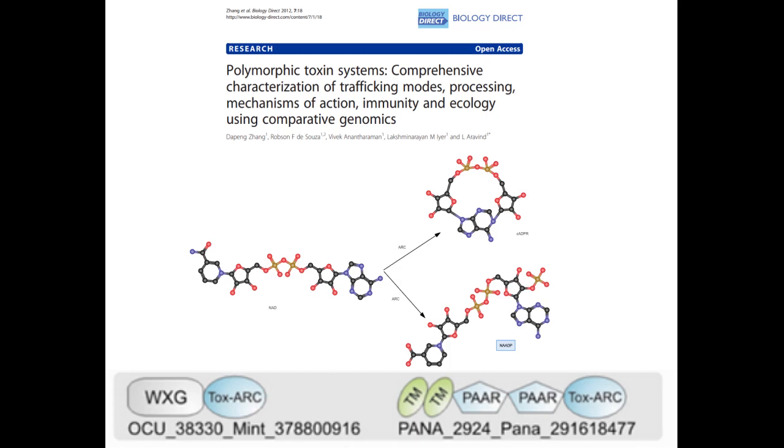So those ARC enzymes, which are found in metazoans and are part of the immune system of vertebrates, we could clearly establish their origins again in these polymorphic toxin systems. So that's one more of the toxin tips.